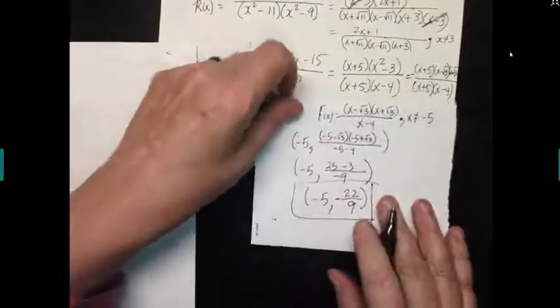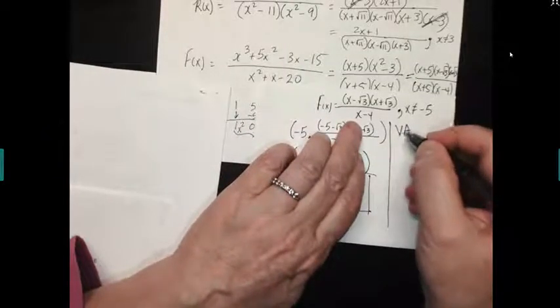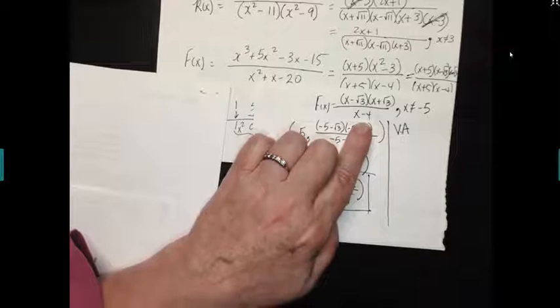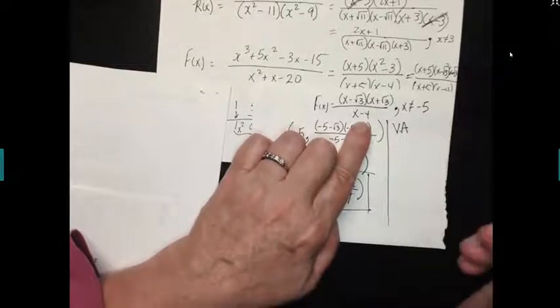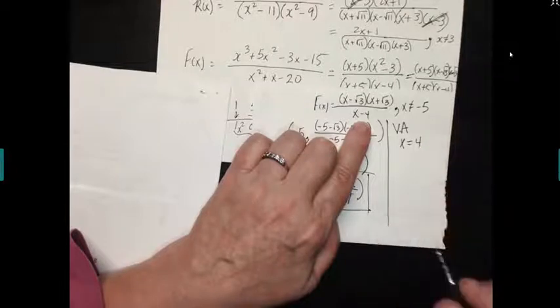Okay, now what about vertical asymptotes? Vertical asymptotes are found at the real zeros in the reduced factored form. There will be one vertical asymptote, x equals 4.